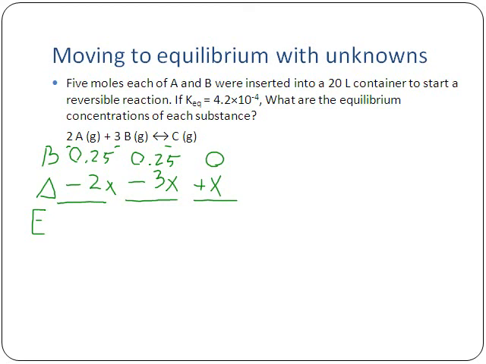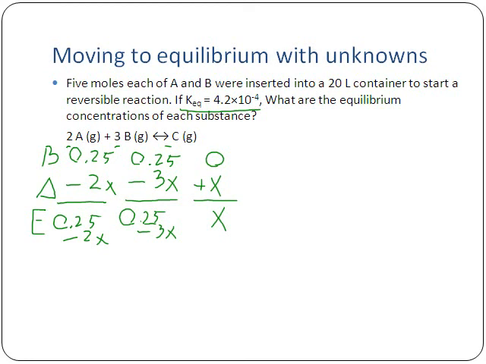So, do we know what the equilibrium concentrations are? Not the numbers for them, but we do know them in terms of X. C is going to be just X, so 0 plus X is X. B, though, is going to be 0.25 minus 3X. The equilibrium concentration for A is going to be 0.25 minus 2X. Ooh, we don't like that, but that's what we've got for right now. The question is, what are the equilibrium concentrations for each substance? We know that KEQ is 4.2 times 10 to the negative fourth.